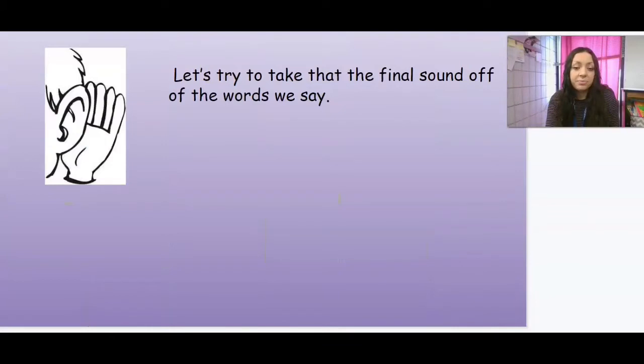Very good. All right, so we're going to try to take that final sound off a word. Remember, we call that final deletion because we're deleting that last sound. So shirt without the T is just shur. Very good. How about tent without the T? It's just ten. Very good. Grape without the P is just gray. Group without the P is just grew. Good job.